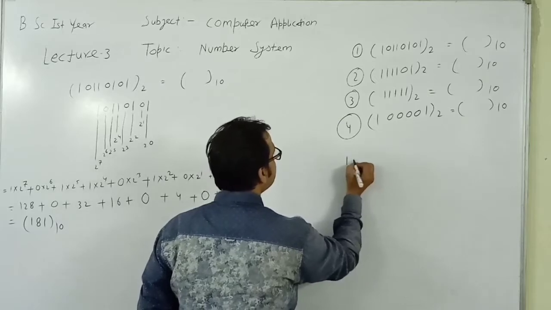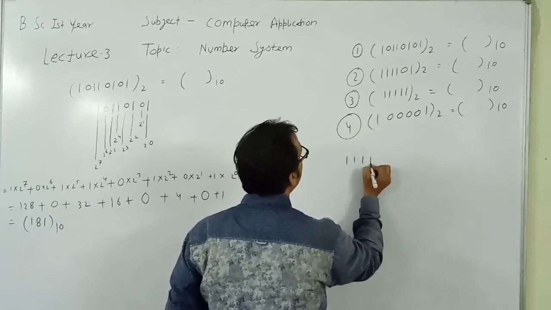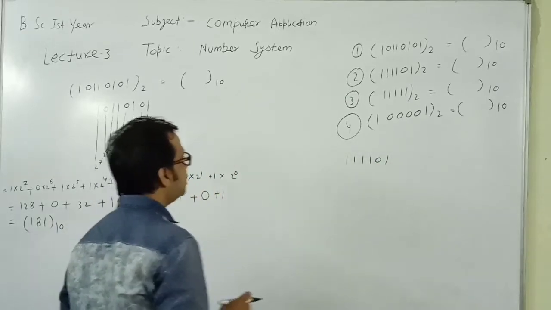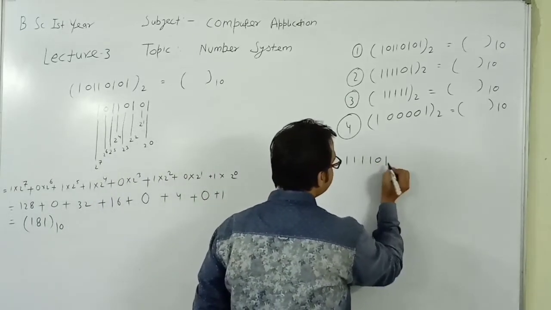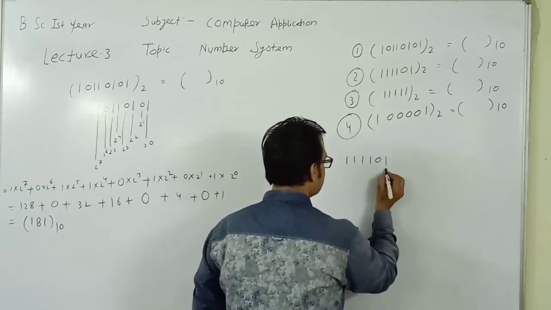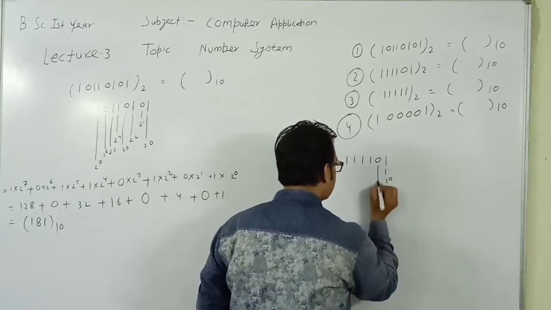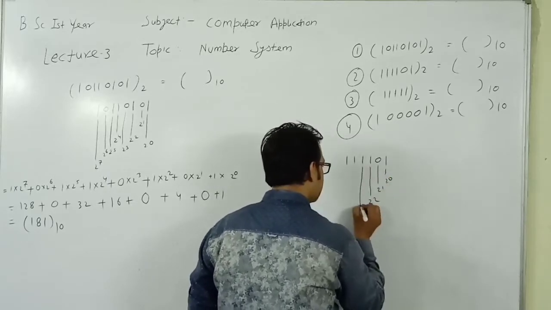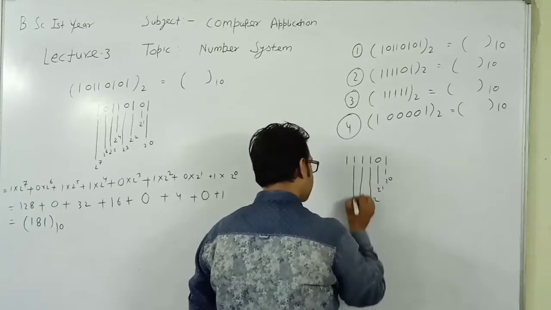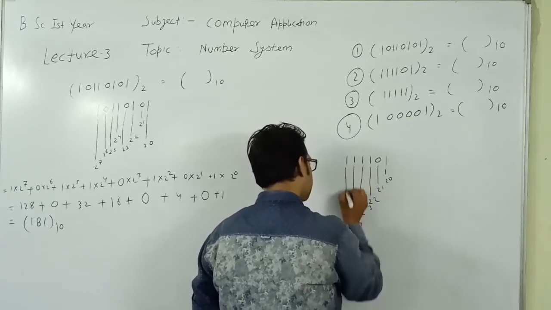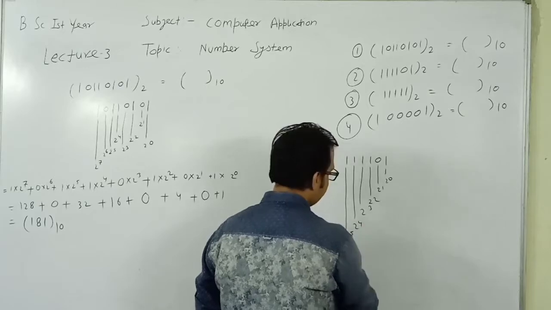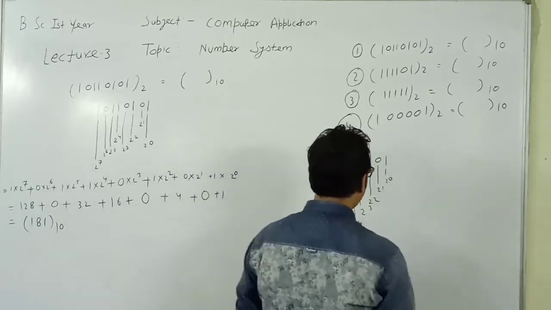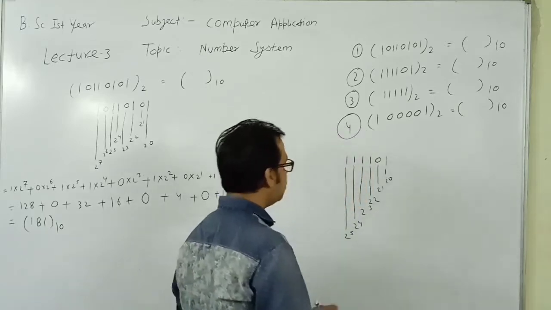This question is 1 1 1 1 0 1. You have to convert this number into decimal. Start from here. This is 2's power 0, 2's power 1, 2's power 2, 2's power 3, this is 2's power 4, and this one is 2's power 5. Now just start multiplying the powers with their digits.